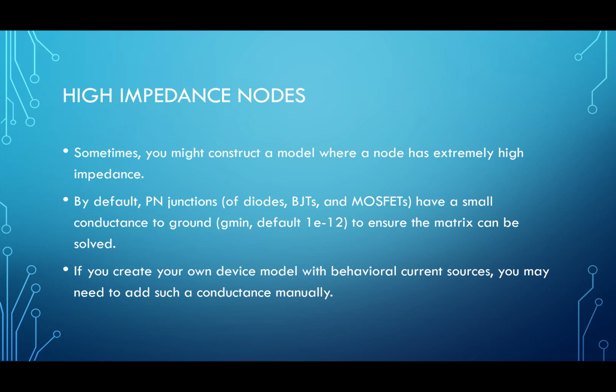Okay, so that is present for PN junctions. But if you create your own device model, you might not have put in PN junctions, so the simulator might not have done that for you. So if you do create your own device model, you may have to add that conductance manually, or create a PN junction inside your model specifically so that SPICE will add Gmin to ground.